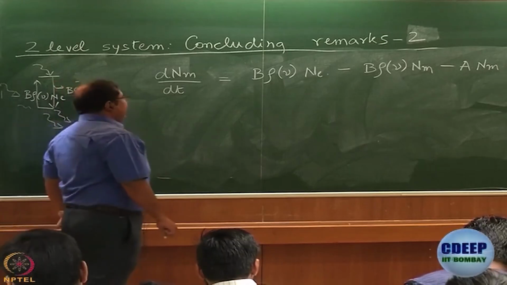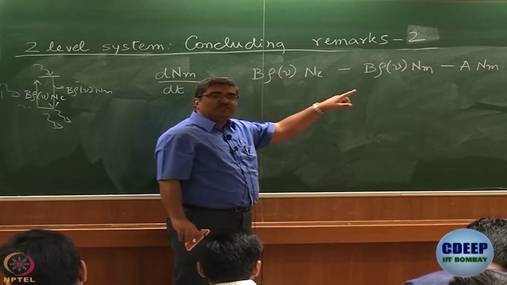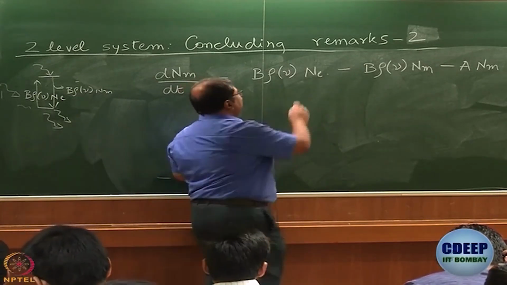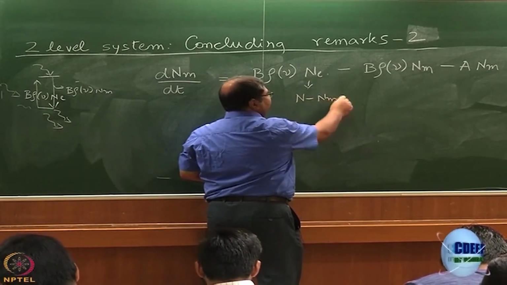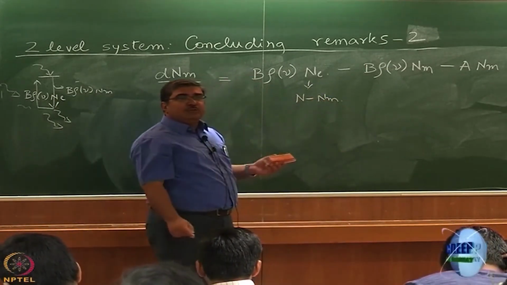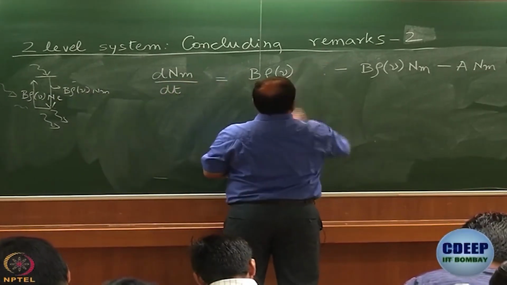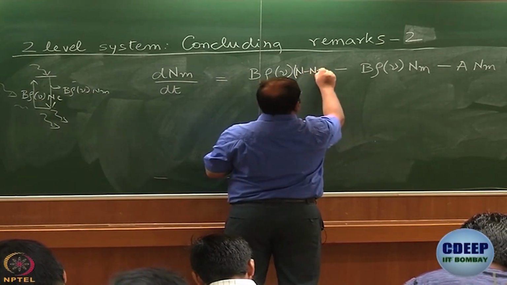Okay. Now, one more thing that I can do here is that in this equation, NL is a variable, Nm is also a variable, and it's not so easy to handle both. But then the good thing is NL is simply N minus Nm, isn't it? Right? Where N is the total number of molecules. So I can write this as N minus Nm.